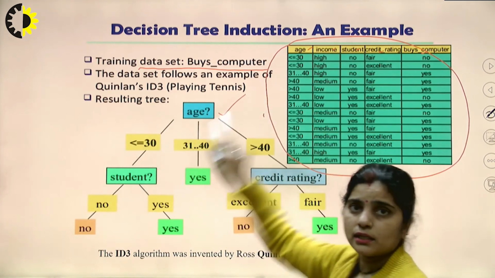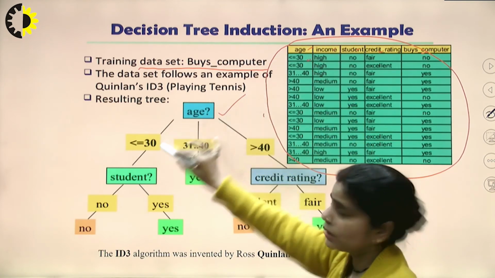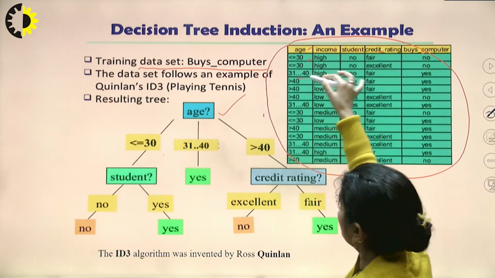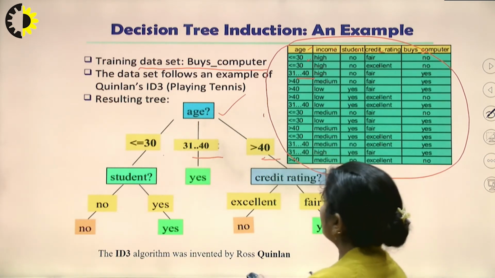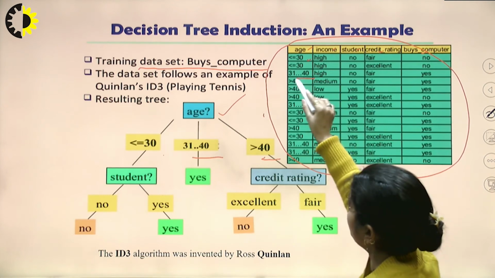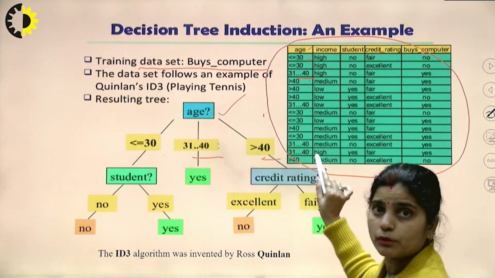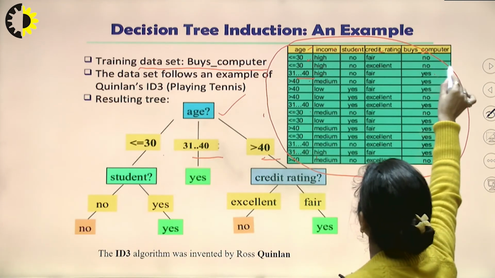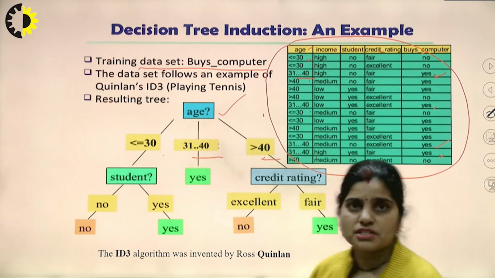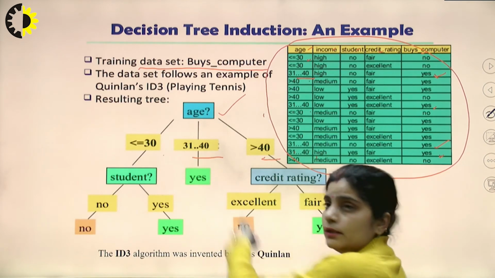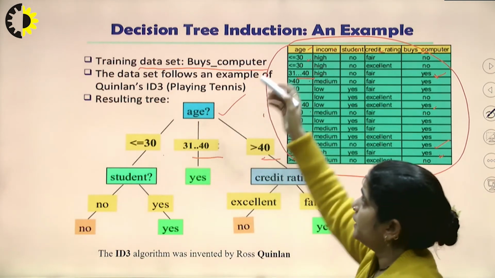We can see that in the table, there are 3 categories of ages. First one is less than or equal to 30. Second one is 31 to 40. And the next one is greater than 40. Now, what we can see in the table is that if the age ranges from 31 to 40, then the buys computer condition is yes, yes, yes. So, in the decision tree, we are going to add the next node, which is yes, meaning the training data set buys computer.